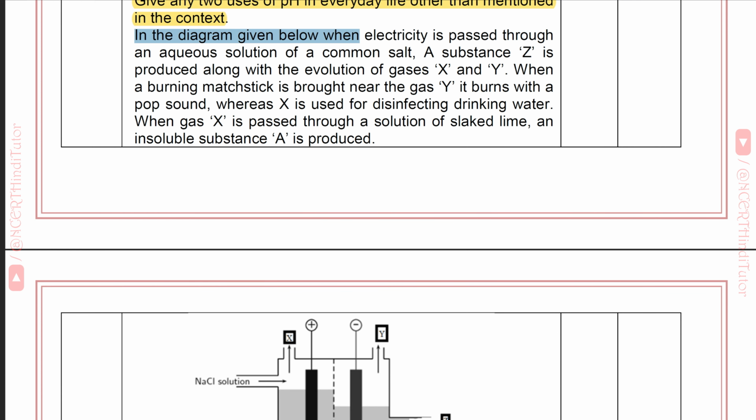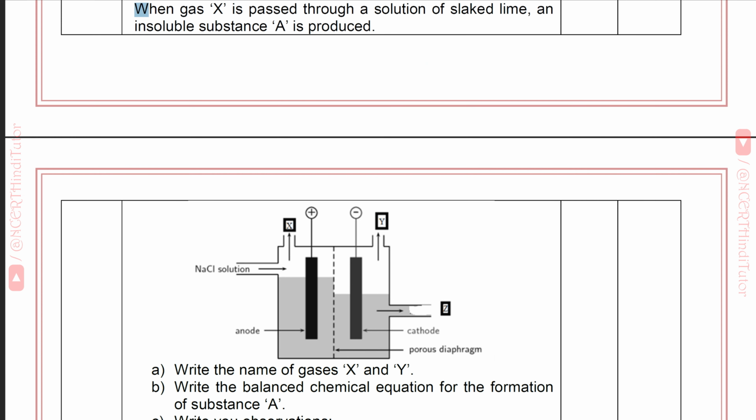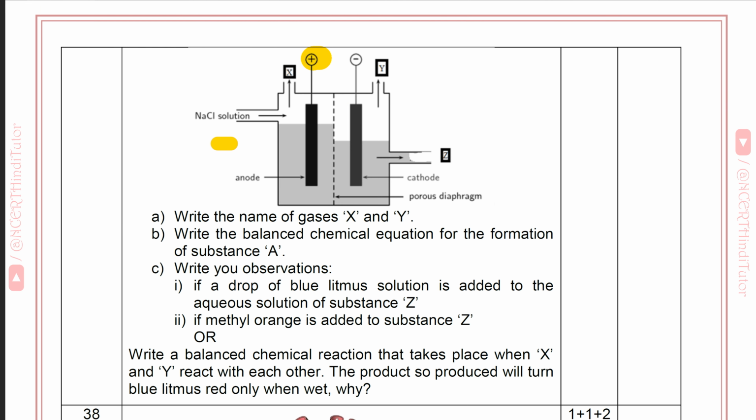In the diagram given below, when electricity is passed through an aqueous solution of common salt, a substance Z is produced along with the evolution of gases X and Y. When a burning matchstick is brought near gas Y, it burns with a pop sound, whereas X is used for disinfecting drinking water. When gas X is passed through a solution of slaked lime, an insoluble substance A is produced. So this is our diagram. This is the anode, this is the cathode, porous diaphragm, X, Y, NaCl solution. This is Z.